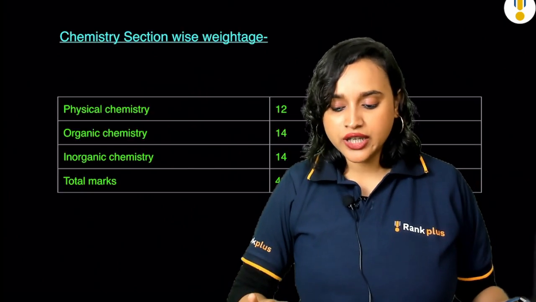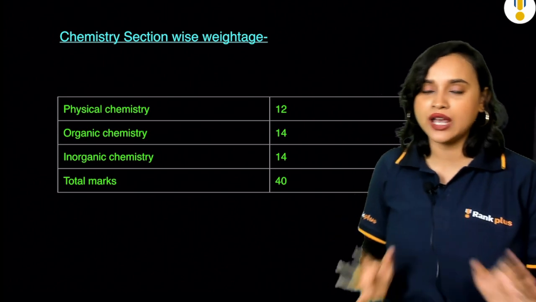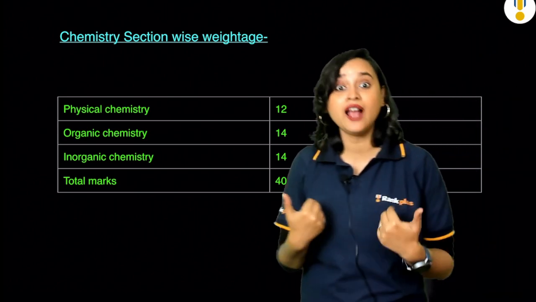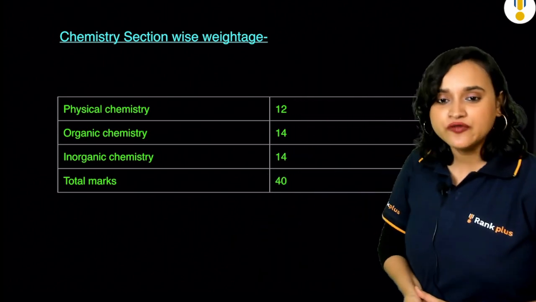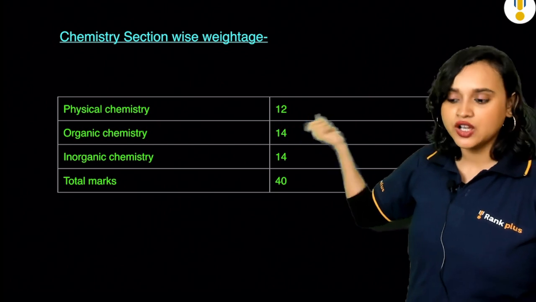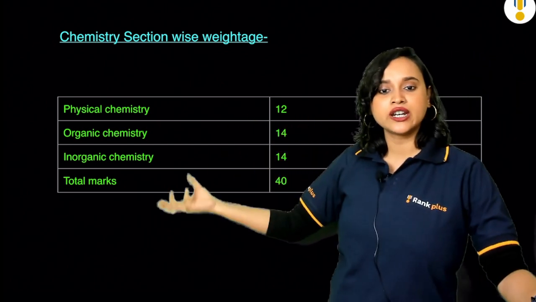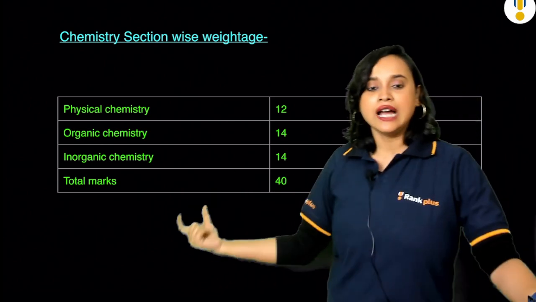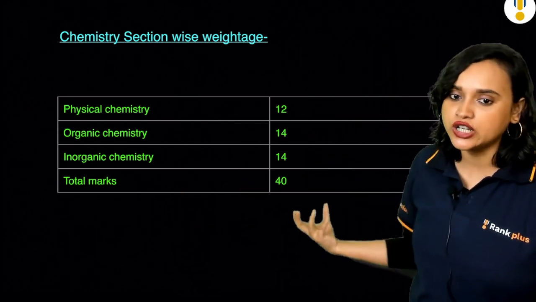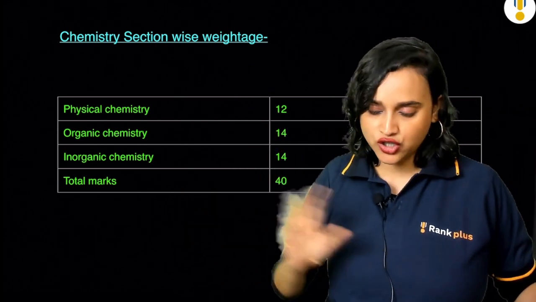Now let us come to chemistry section wise weightage. Why am I going to start with chemistry? Because hey, I am a chemistry teacher, that's why. So in physical chemistry, you get 12 marks, right? In organic chemistry, you'll be getting 14 questions of 14 marks. And the total marks that you will be getting is 40 marks from these sections, right?